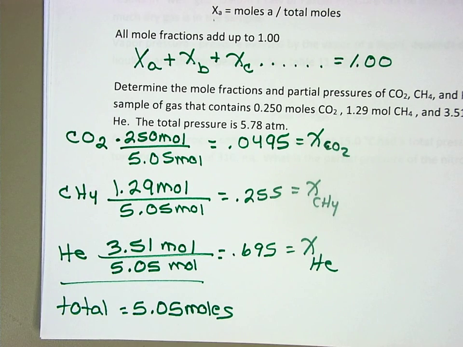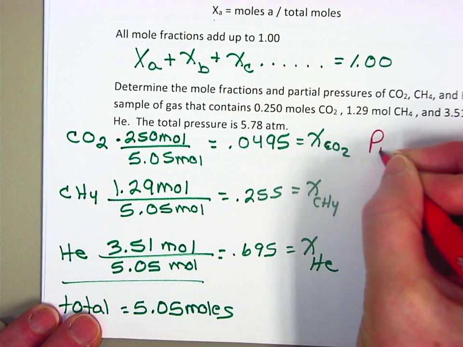So I now know the mole fraction, and now I'm trying to find the partial pressures of each of these things in the mixture. So when we look at this, if we know the total pressure and we know what fraction of the gas molecules each gas represents, we can do this very simply. It's kind of like a proportion.